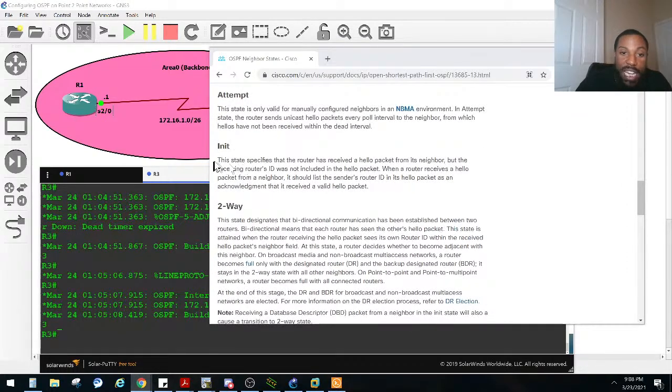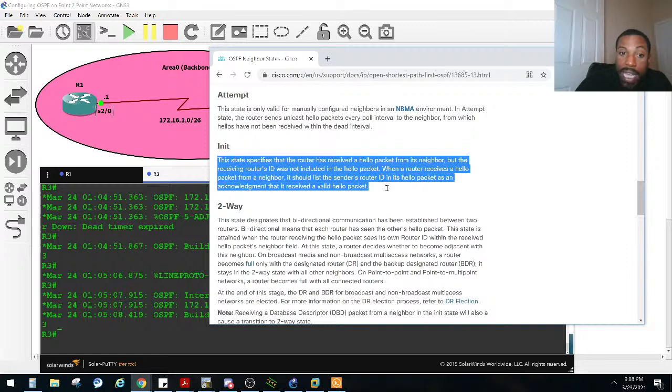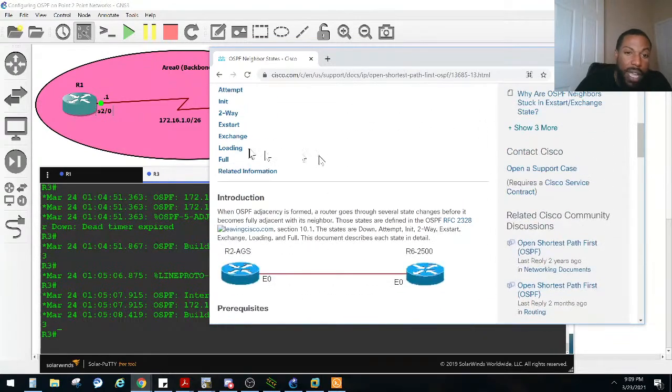So, we said init is this state specifies that the router has received a hello packet from its neighbor, but the receiving router ID was not included in the hello packet. When a router receives a hello from the neighbor, it should list the sender's router ID in its hello packet as an acknowledgement that it received the valid hello packet. So, we're going to see these states once we bring it up. And after that, I'm going to call it a night.